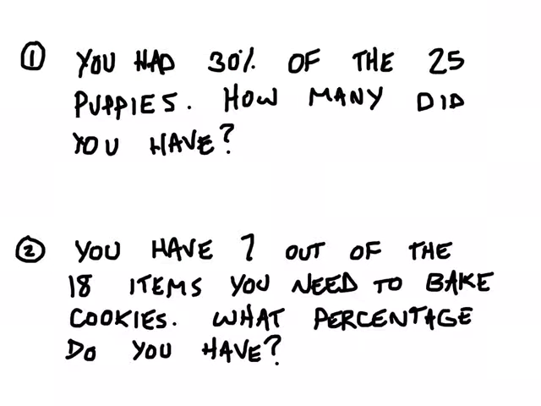Number one, you had 30% of the 25 puppies. How many did you have? Well, 30%. Key phrase right there. That tells me I'm going to start with 30% out of 100, and that can be my setup.